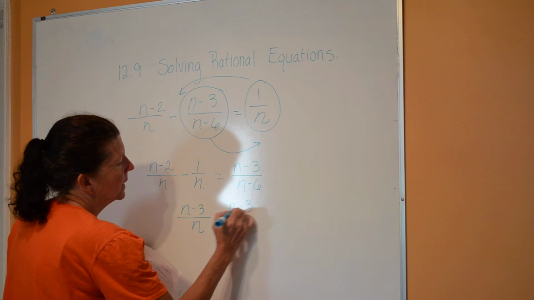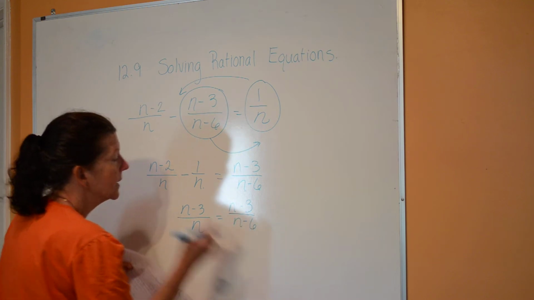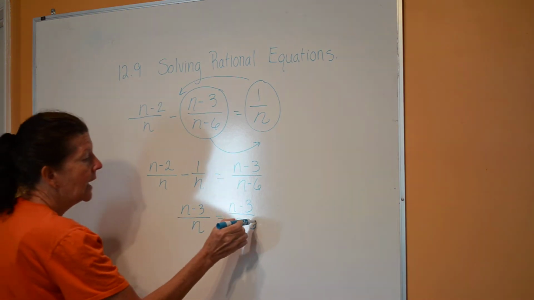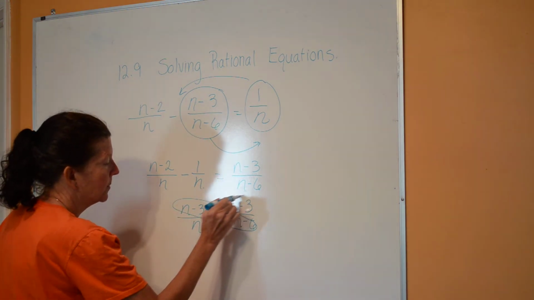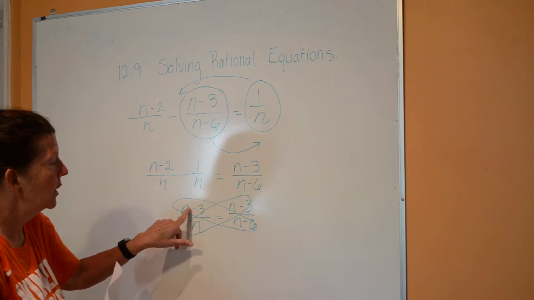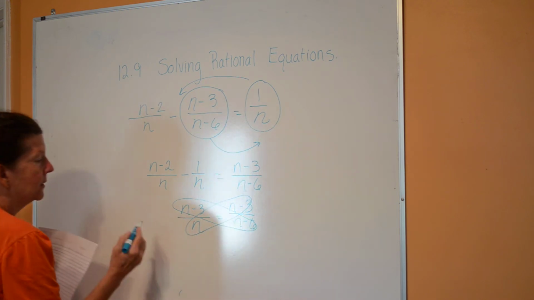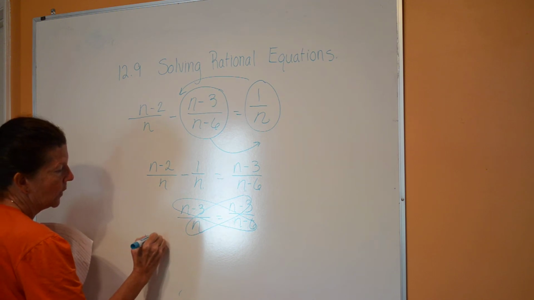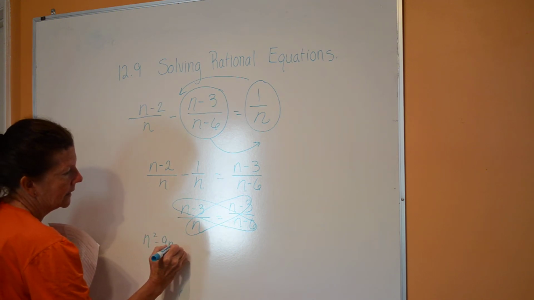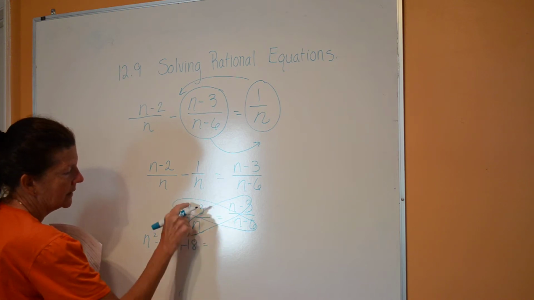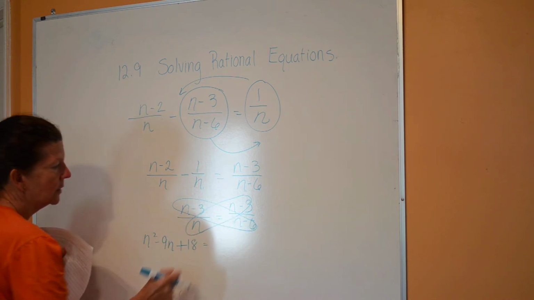So I have n minus 3 over n minus 6. Now if you've noticed here, you again can do a cross product. But this time you're going to have to do FOIL on that one because I have a binomial times a binomial. So that's going to give me n squared minus 9n plus 18 on the one side. That's what I get when I multiply those two together.